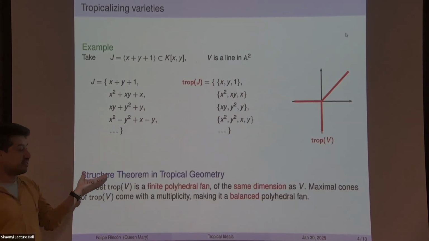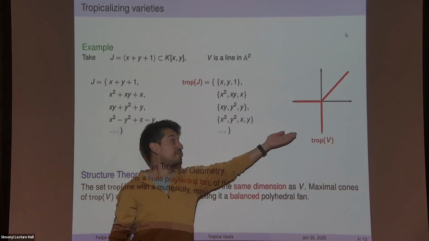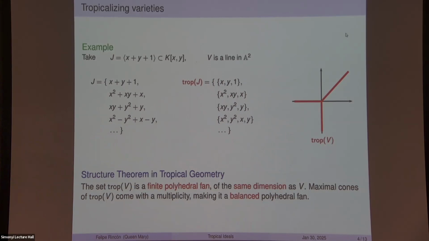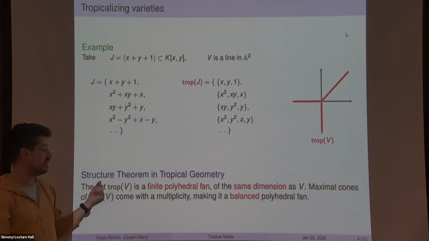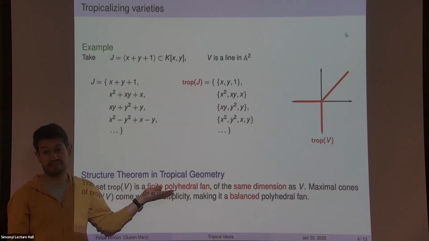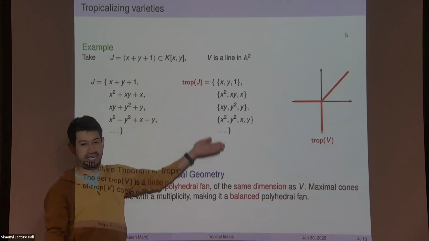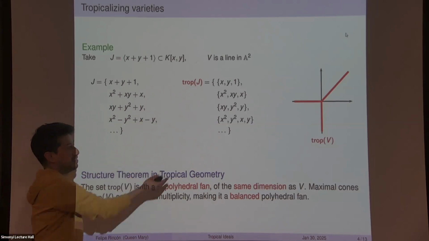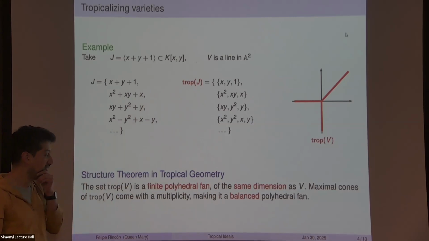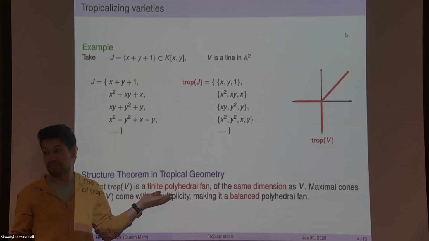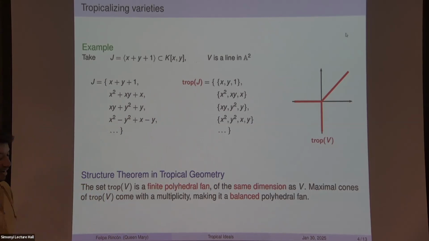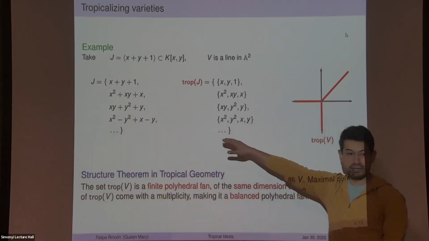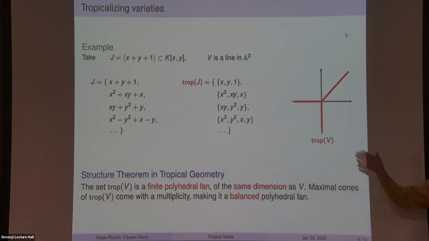I guess it's not obvious that this is even a polyhedral fan, right? But that is true. If you start with an algebraic variety, then when you tropicalize by doing this procedure, you get a finite polyhedral fan. And in principle, you have infinitely many polyhedral conditions here, but it turns out that only finitely many of them matter in the end. So you get a finite polyhedral fan that remembers information about the algebraic variety, like dimension, for instance. The fact that we're tropicalizing a curve in the plane means that the polyhedral fan we get here is one-dimensional, and it also remembers the degree of the variety.